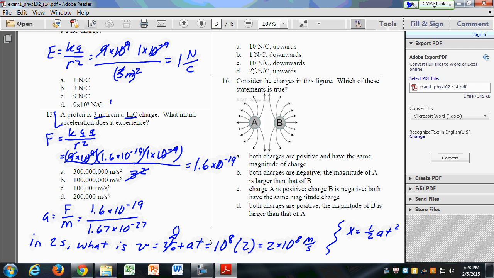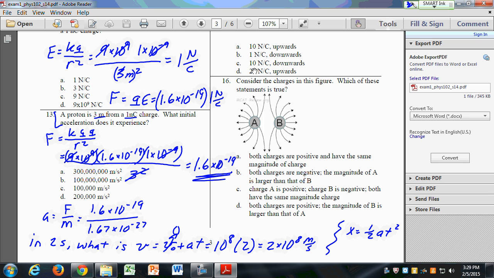And then if I want to know the force, it's just Q times E. So that's 1.6 times 10 to the minus 19. I'm looking for the force on the proton, so that's why I use this charge here times 1 Newton per Coulomb. And then that gives me the force that I found right here. Because you see, our electric field times Q is just Coulomb's law. The electric field is based on Coulomb's law. KQ over R squared times Q is the force.